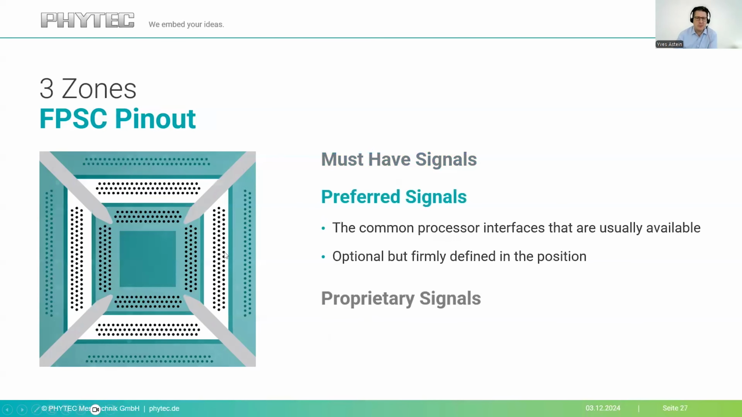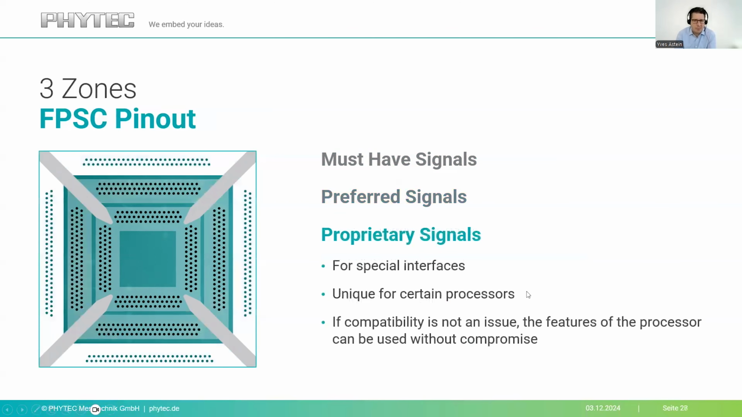Those are the signals that will be available if the processor has these signals. And then they will be available at the predefined position, so that you can be ensured that if the signal is there, it will be exactly at that position in the same type of signal. And we have the property signals.